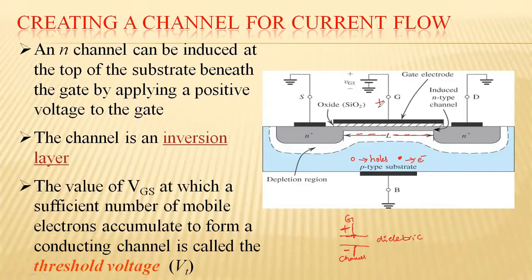Now, if you increase this gate positive voltage, then a sufficient number of electrons are accumulated here so that current will flow through the MOSFET. The minimum voltage that you need to apply at the gate terminal is called the threshold voltage, which will accumulate sufficient electrons here so that current will flow through this region.